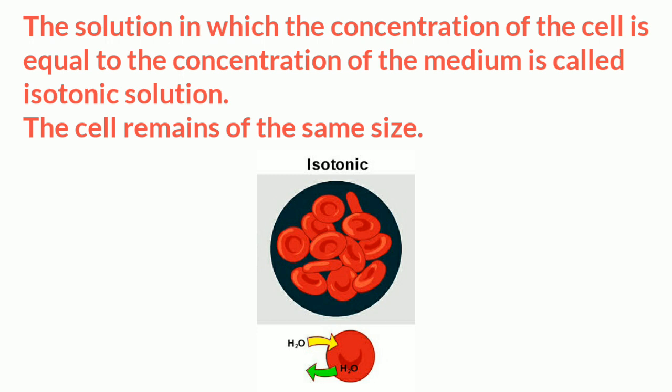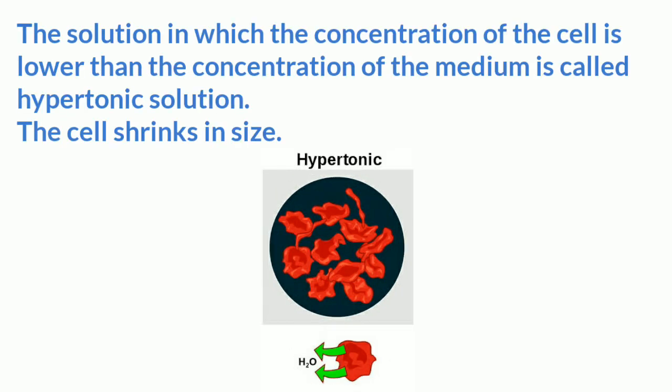So the water coming into the cell is equal to the water going out of the cell. Therefore, the cells remain as they are. This is called an isotonic solution. The solution in which the concentration of the cell is lower than the concentration of the medium is called a hypertonic solution. In this case, the cell shrinks in size.